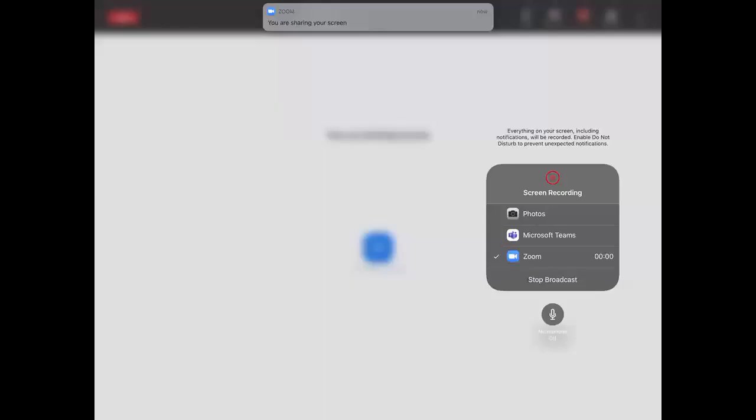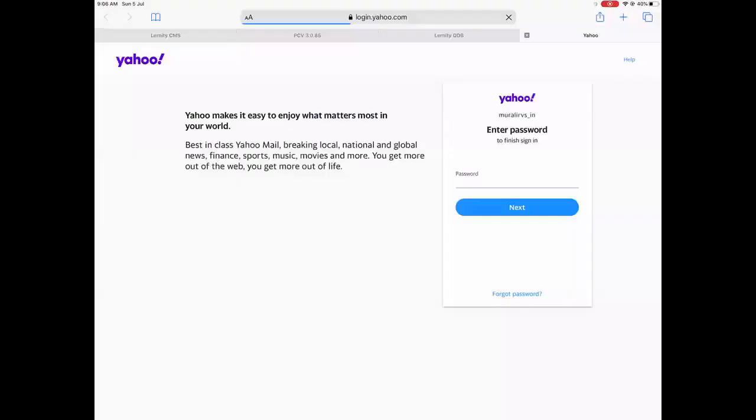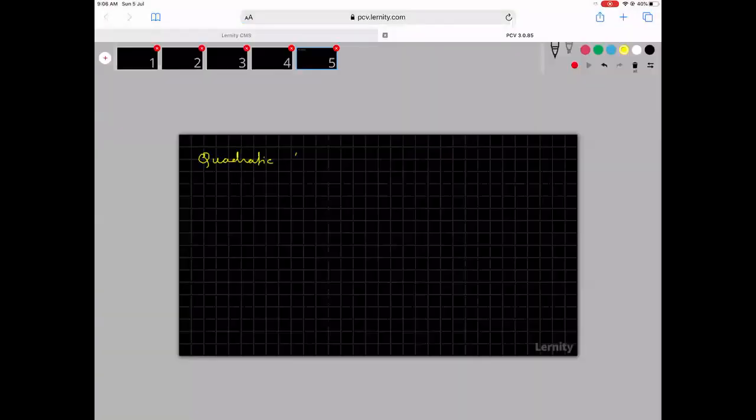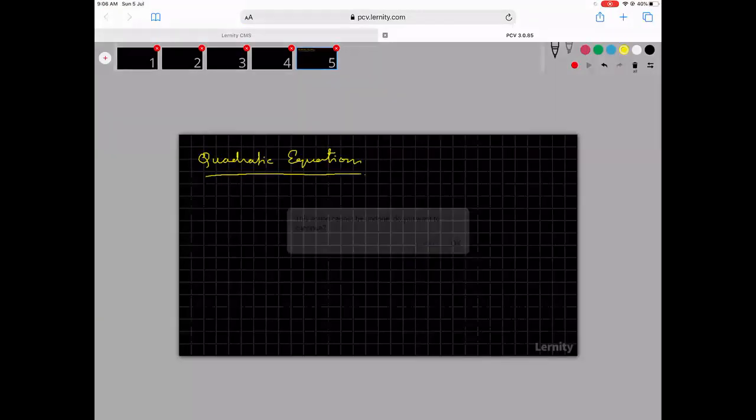Quadratic equations. We were working with quadratic equations. I hope, one, all of you are able to hear me, and second, you are able to see the board.